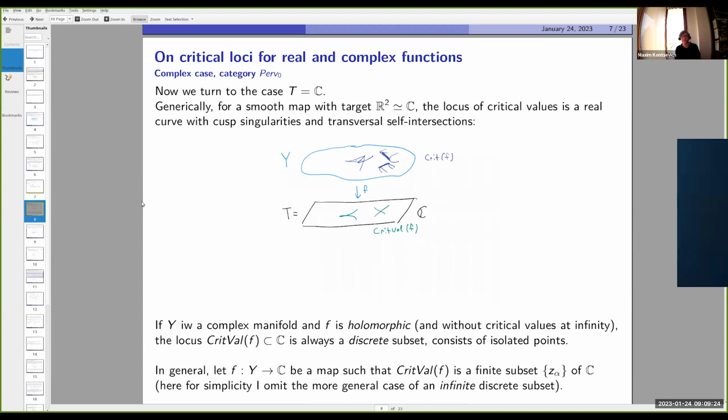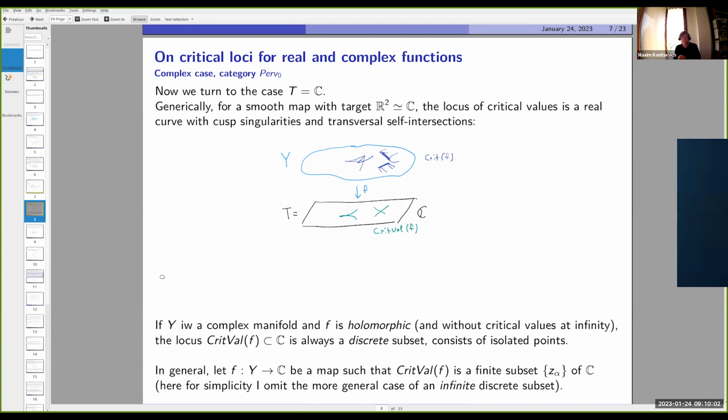and I will talk about some category which is denoted by Curve_0. So my target is complex numbers. Generically, if we have a smooth map with target the complex numbers, then the locus of critical values is a real curve with cusp singularities and transversal self-intersections. I usually have some kind of standard figures in singularity theory, which project to cusp singularities, y squared equals x cubed, like this. So there are plenty of misprints.